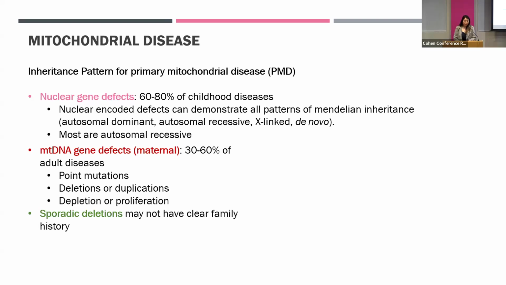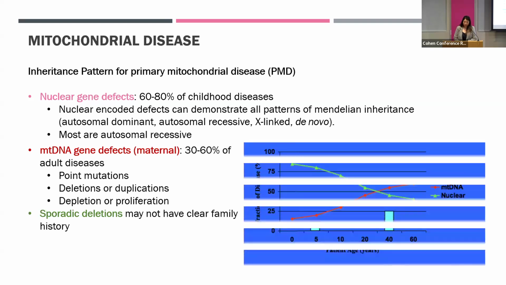So the important thing here is the inheritance pattern. If you graduate, I just want you to learn this slide, okay? The inheritance pattern for primary mitochondrial disease can be due to nuclear gene defects, which actually explain about 2/3 of childhood onset disease. And they follow all patterns of inheritance. Most of them are autosomal recessive. There are some that are autosomal dominant, some are X-linked, and of course, de novo mutations can happen. And then about 1/3 of childhood disease is mtDNA gene defects. We'll go over some of the common ones. The adult onset or early adult onset disease are more shifted towards mitochondrial DNA mutations. And then sporadic deletions may not have a clear family history, but that can also happen.